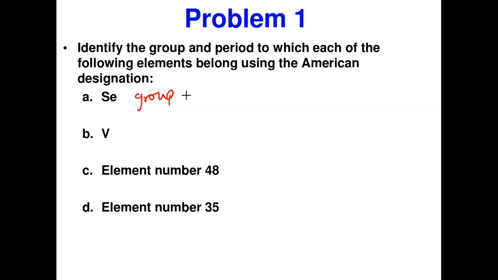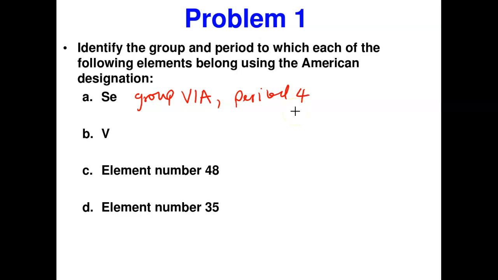Selenium is in group 6. I should be looking at the periodic table. I'm looking at it, but I read it wrongly. So this is group 6A, not group 8, please. If I look at the period now, I'm looking at the period of selenium, it is in period 4.